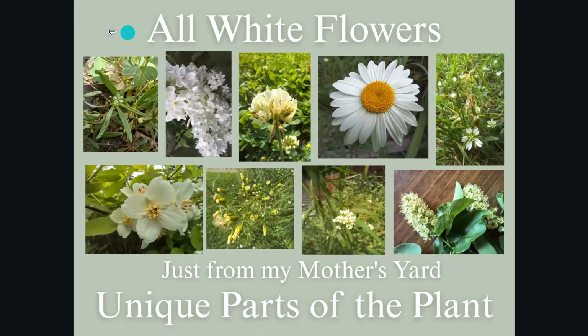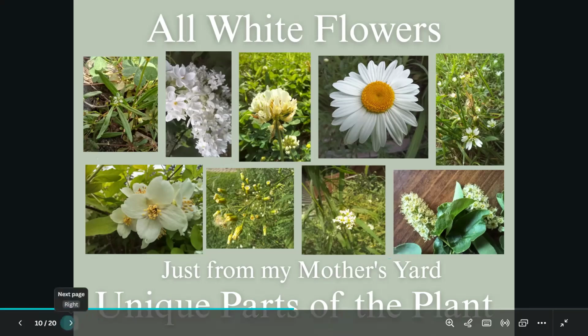So this is an example. These are all of the white flowers that I found just in my mother's yard. So these are all white. That is a genetic similarity. A lot of them have yellow centers. You can see the same in pollen. These ones are actually closed, but there's one that's kind of open, just a little white on the outside, and then a little yellow on the inside. But they all have those similarities: green stem, white petals, and then the yellow in the middle.